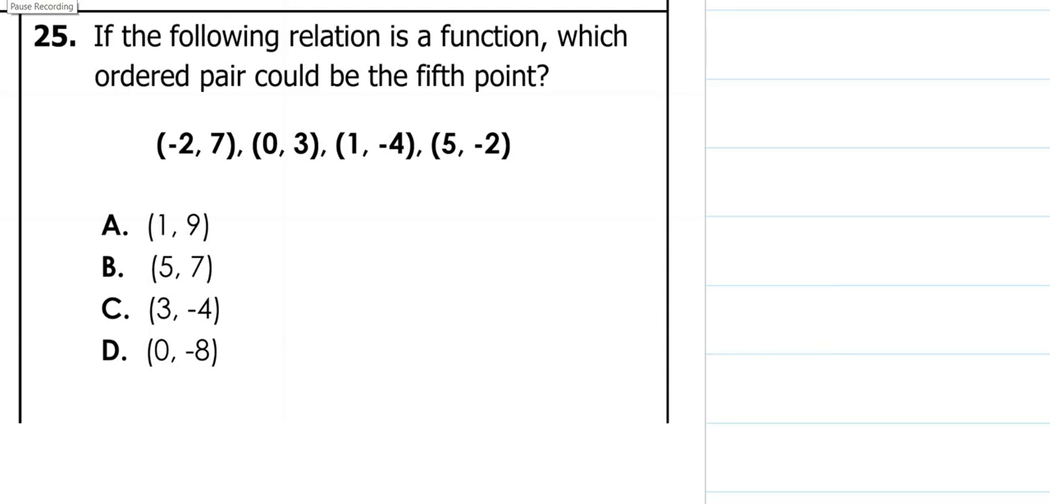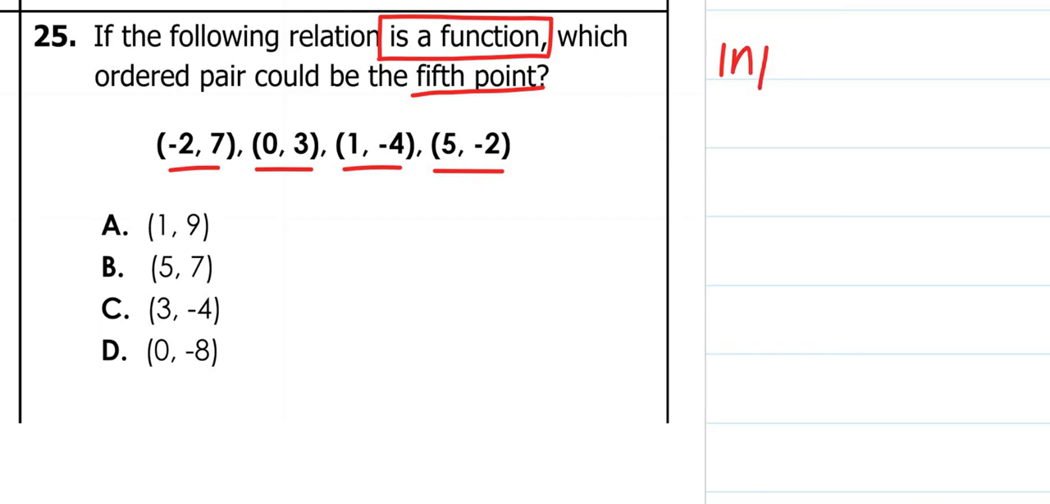Number 25. If the following relation is a function, which ordered pair could be the fifth point? So if the following relation is a function, which of these ordered pairs could be the fifth point? We have 1, 2, 3, 4 points, and A, B, C, and D are choices for what could be the fifth point. Now remember, for every input, you can only have one output. That's the rule in order to be a function.